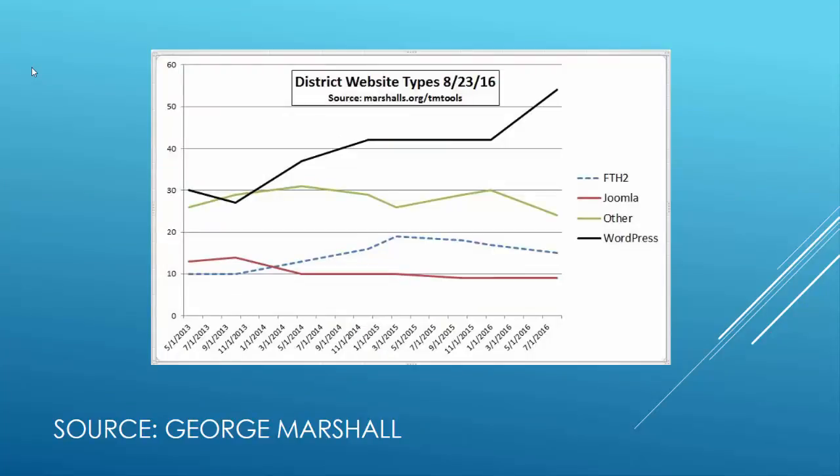WordPress is also pretty popular in the Toastmasters world, particularly at the district level. This is some data from George Marshall, which shared this on the official Toastmasters group on Facebook. And you can see that FreeToast Host, which does offer a template for district sites, is kind of trailing off or stagnant, and WordPress is steadily rising. And that makes sense because particularly at the district level, you have a lot of different types of information you need to publish about contests and conferences.